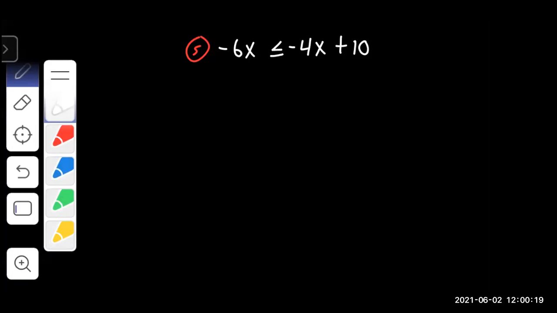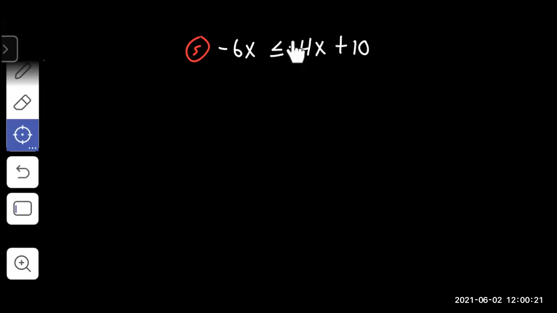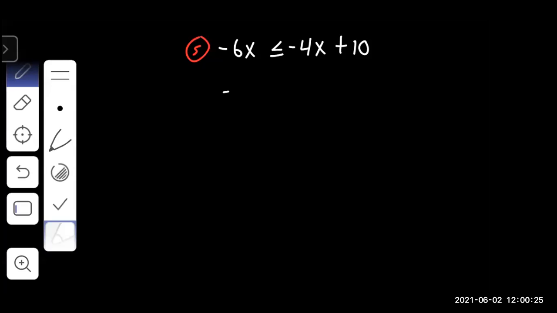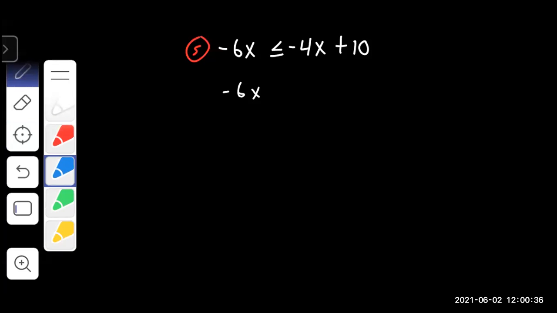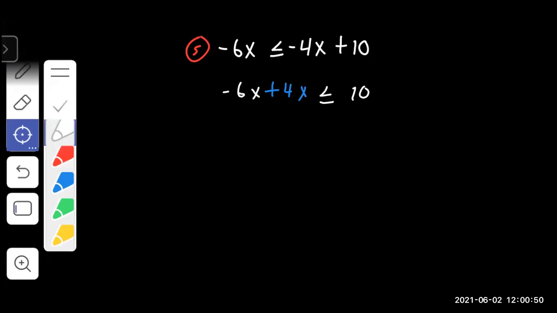Let's have a look at this one. Again, my goal is to move the variable terms to one side and constant terms to the other side. Negative 6x is right here, I just get it down. Do we have any other variable term? Negative 4x, therefore it's going to be positive, less than or equal to. Do I have any constant term, any number? 10. 10 is positive, I leave it positive. I don't change it.